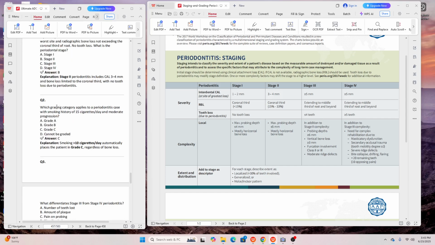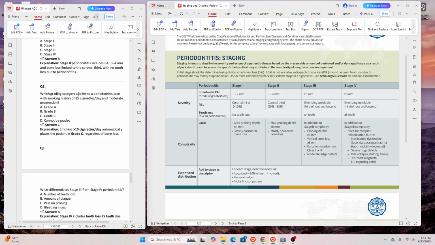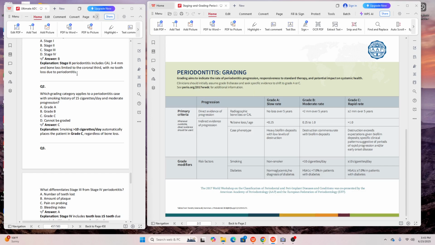Now, second question. Which grading category applies to a periodontitis case? Now they have said grading, so we are going to go to the grade chart. With smoking history of 15 cigarettes per day and moderate progression. They again have given you a number of 15 cigarettes. Now let's see in which grade we have cigarettes and how many cigarettes. Now in grade, so here we have 15 cigarettes and moderate progression.